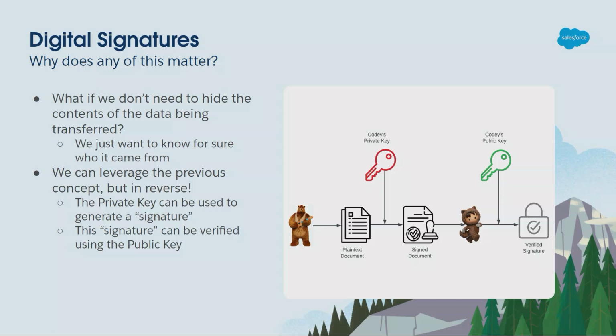And so what we can do is in reverse, Cody can take a plain text document, using his private key, he can create a signature on that document, and when he sends that to Astro, Astro can use that public key that's freely distributed to verify the signature and know that it came from Cody. So in this scenario, it's almost like if I had signed a document, and then we had a forensic scientist come in and look at the signature and say, yeah, that definitely was Clay's signature. That's the equivalent of what we're doing here.